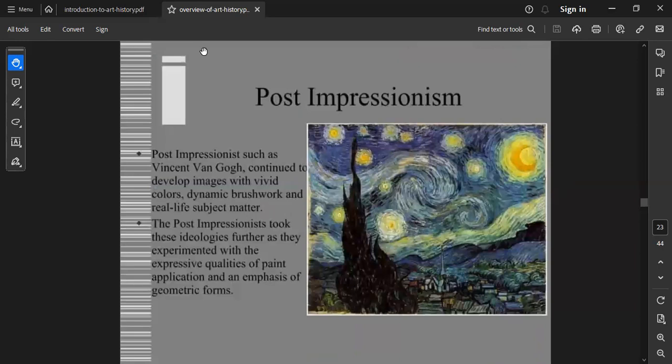After Impressionism, we have the era of Post-Impressionism, and this is again one of the very famous eras, and this is one of the very famous paintings. So what is the name of this painting? The Starry Night. By whom? Vincent van Gogh. Correct.